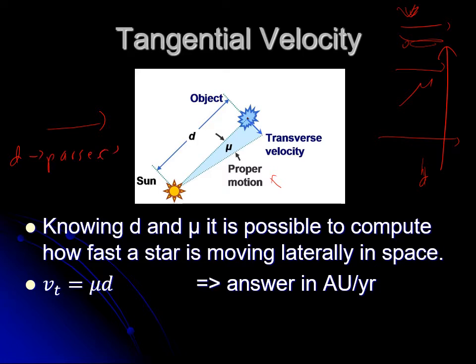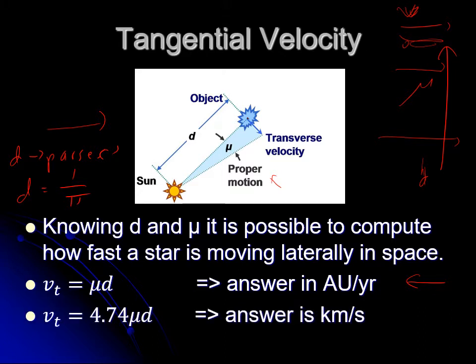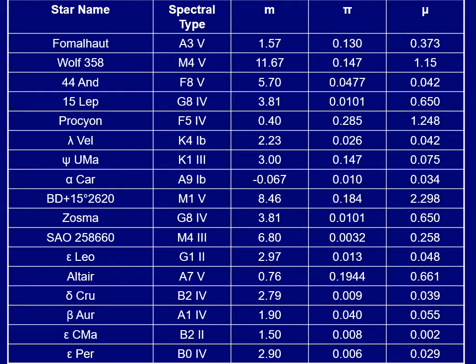Well, you remember the way we found the d in parsecs is 1 over the parallax. And so if you do this, that gives you AU per year. 1 AU is how far Earth is from the sun. So it tells you how many Earth-Sun distances per year. Sometimes what you want to know, though, is how fast is it moving in kilometers per second. Now, we can go through a whole bunch of mathematical analysis to convert units and everything, or we can just multiply by 4.74. So if you multiply the AU per year, which is just mu times d, times 4.74, you get the answer in kilometers per second.